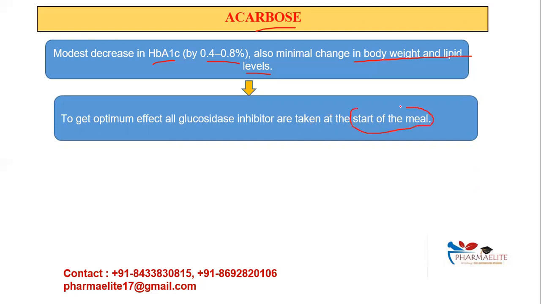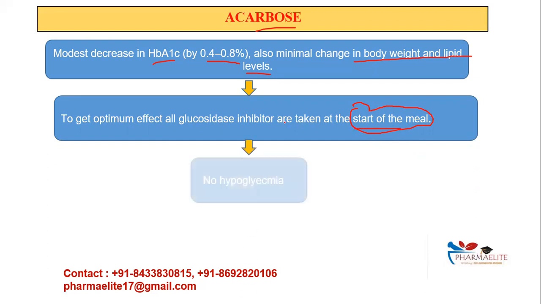Okay, coming on to next, to get the optimum effect, alpha glucosidase inhibitors are taken at the start of the meal. So remember this, they are taken at the start of the meal. Why do we take them at the start of the meal? Because their function is at the start itself. They are inhibiting this enzyme which is responsible for digestion and absorption of carbohydrates. So if you take it afterwards, after the food is absorbed, then it has no meaning, right? So yes, it is taken at the start of the meal. I hope you understood why it is so.